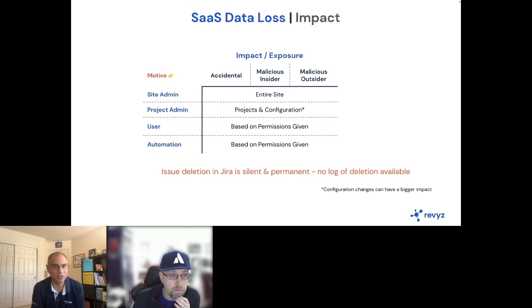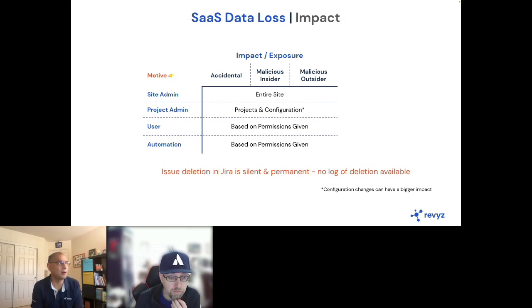Users, obviously, assuming that the principle of least privilege is being followed, typically have the least amount of access. So that is limited to potentially the comments which they put in, or the attachments which they're adding, any data which they are generating, which they typically get access to modify or change. And then, of course, automation rules which may be in place, again depending on the permissions which have been given. Things could vary.